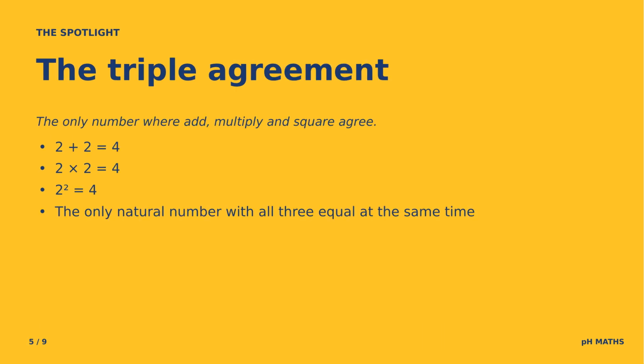The triple agreement. 2 does something no other number does. 2 plus 2 equals 4. 2 times 2 equals 4. And 2 squared equals 4. Add, multiply, and square all give the same answer. Try 3. 3 plus 3 is 6, but 3 times 3 is 9. Try 4. 4 plus 4 is 8, but 4 squared is 16. Only 2 pulls off the triple. A small piece of trivia, but it tells you why 2 is special.